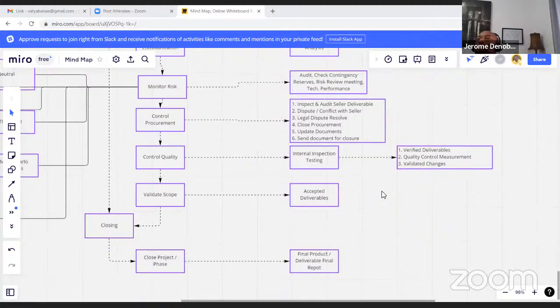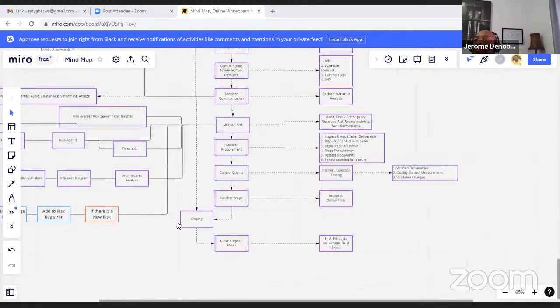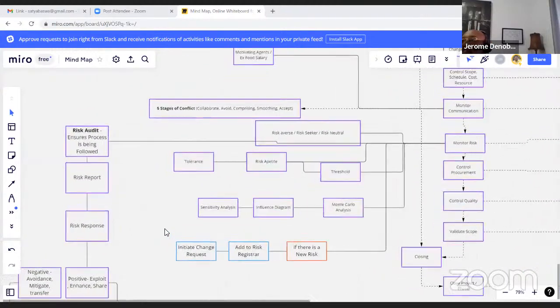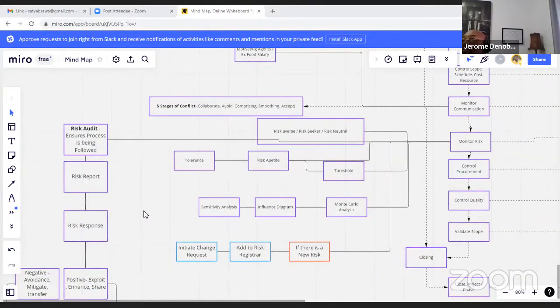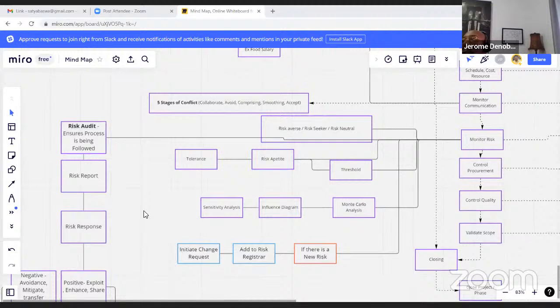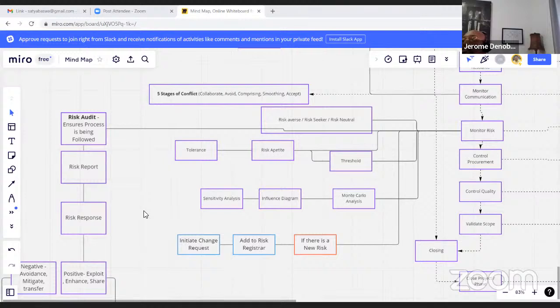I know that there's risk on the left side. If you move to the left, I had risk where I put the five stages of conflict: collaborate, avoid, compromise, smoothing, accept; the risk averse, risk seeker, risk neutral. That's while monitoring risk, you could find out your risk tolerance, your risk appetite, your risk threshold, the Monte Carlo analysis, the influence diagram, the sensitivity analysis.